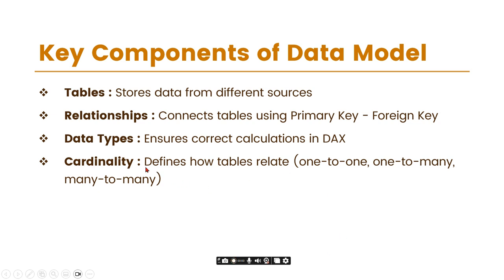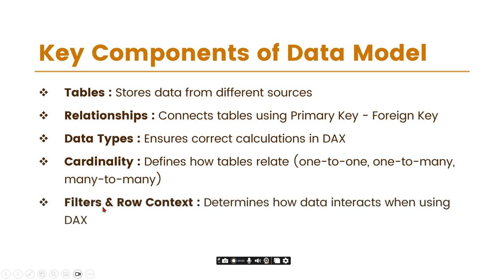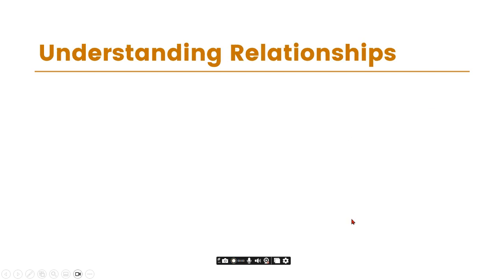But cardinality defines how the tables are related. So it can be one to one, one to many, or many to many. We also have components like filters and row context. It determines how data interacts when used with DAX.